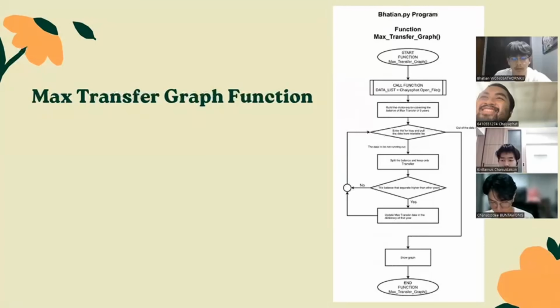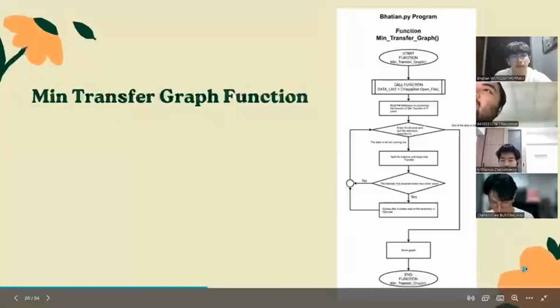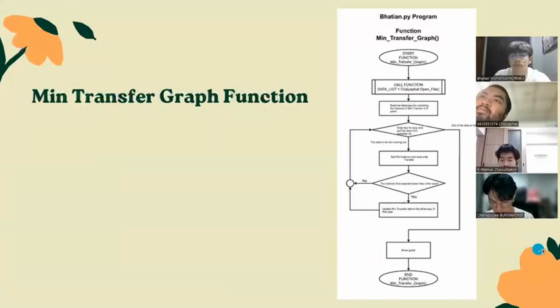Then show the graph, same as min transfer graph function. So it's just different in that the balance is separated lower than other years. So it will collect the data that is lower than other years. This is the different part, but the other part is the same idea as max transfer graph function. So more detail I will explain in my coding explanation.